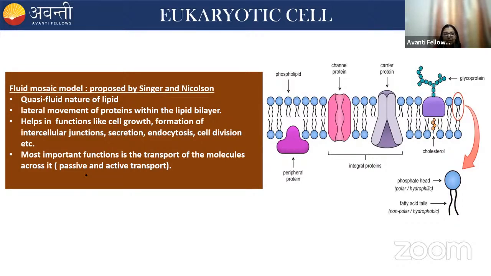The membrane performs different functions like cell growth, formation of intercellular junctions, secretion, endocytosis, and cell division. The most important function performed by the cell membrane is the transport of molecules across it, like passive and active transport. You can see this in this figure. This is one molecule of phospholipid showing the phosphate head, which is a polar head, and the non-polar or hydrophobic tail.